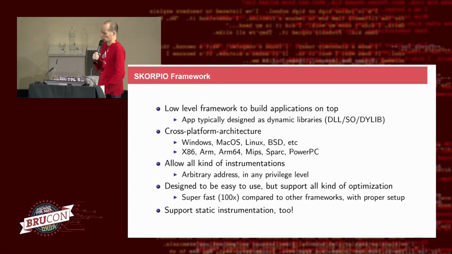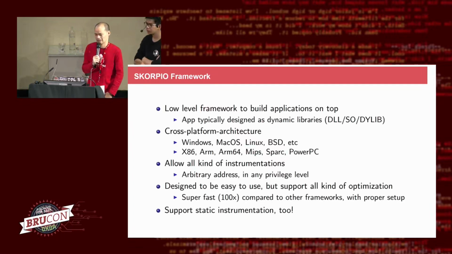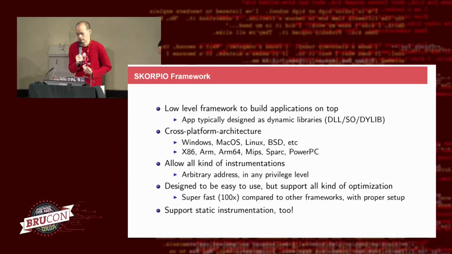Okay, so because nothing works for us, we want something better for this specific case. So we designed our own DBI framework named Scorpio. First, it's a low-level framework, so you can build your application on top of it. The application typically designs dynamic libraries, for example, DLL for Windows, SO for Linux, and dylib for Mac. And at runtime, we inject these dynamic libraries into the target program.